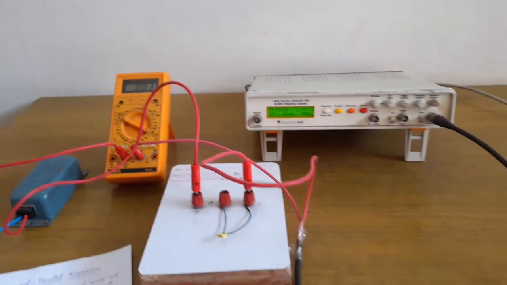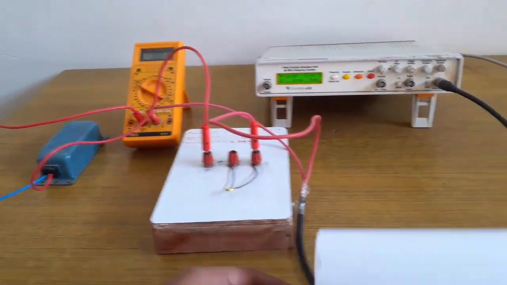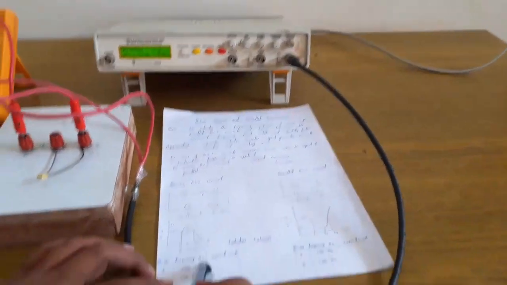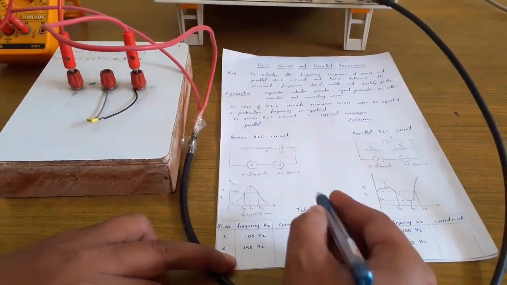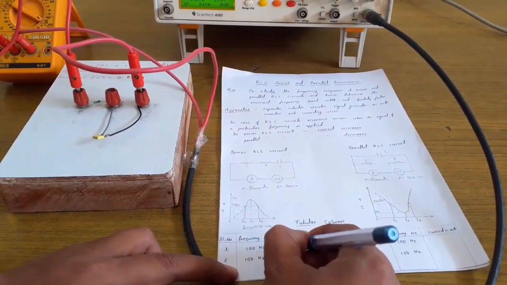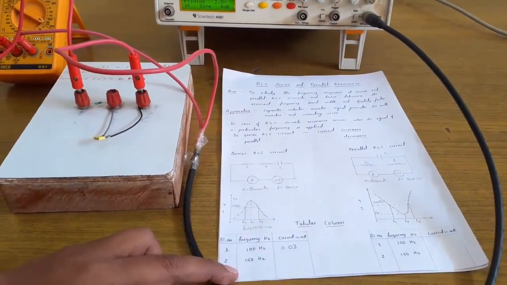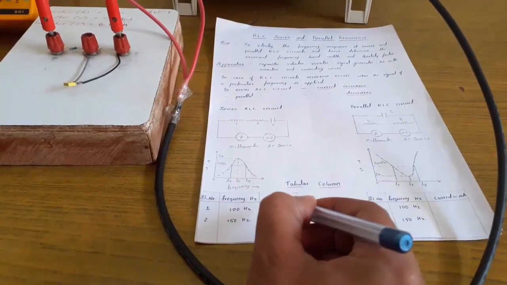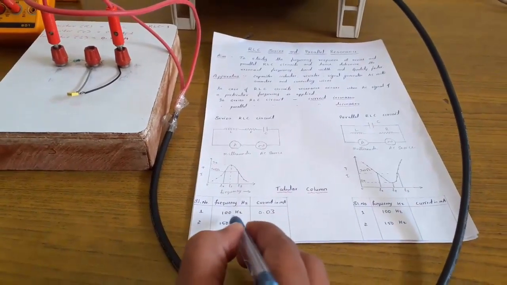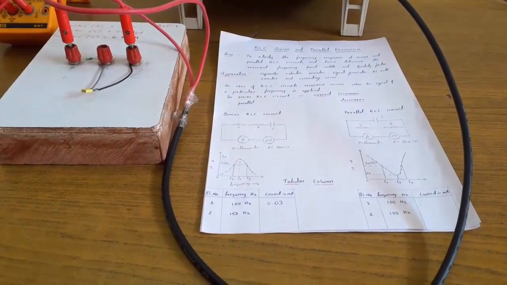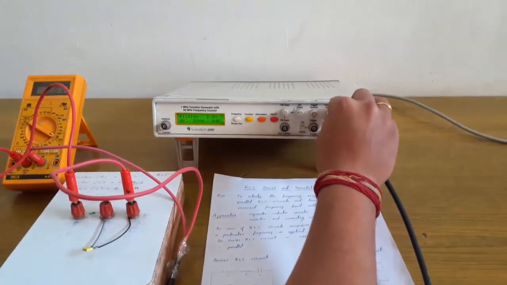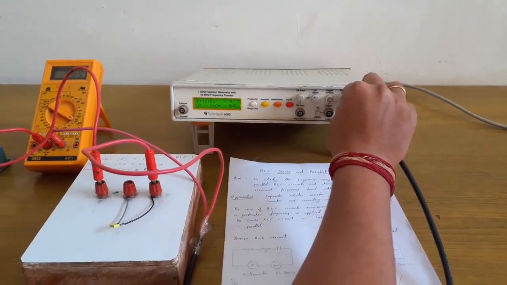Now in the tabular column we should record the data. For 100 Hz we are getting a current of 0.03 milliampere. Now I will vary the frequency by 50 Hz, which means I will set it to 150 Hz.